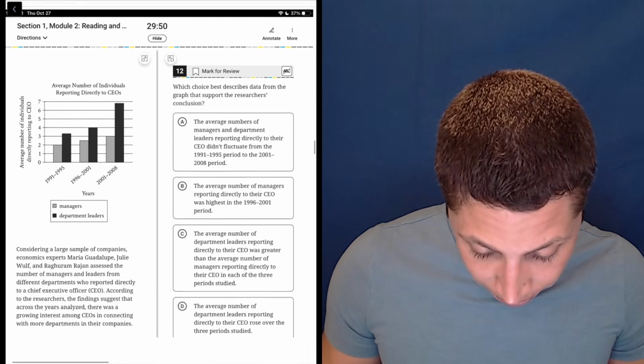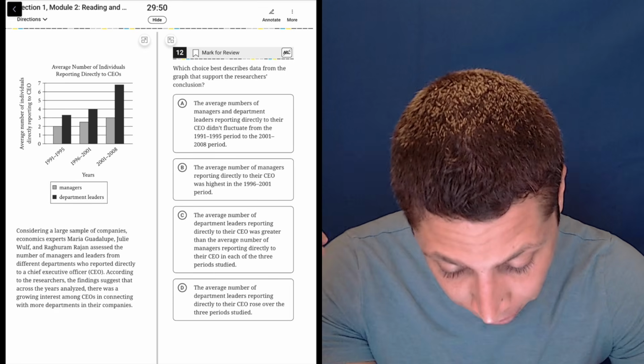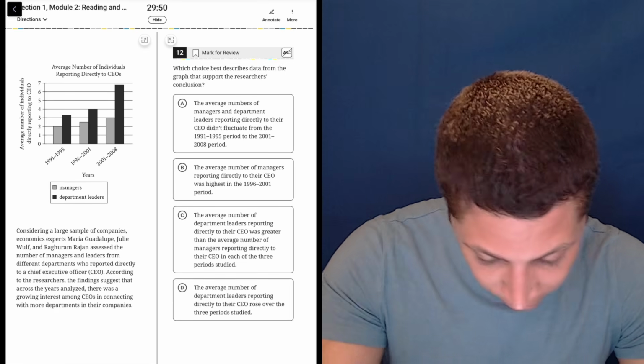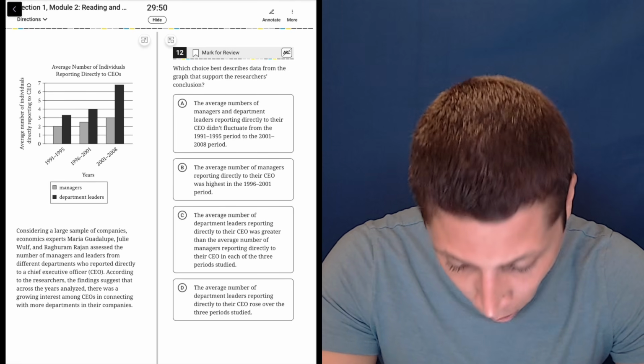This is a tough one, but I'm pretty sure it's C. We've got 16 minutes left, and we're not even halfway through the section, so I've got to pick up the pace here. Which choice best describes data from the graph? Okay, I'm going to go right to the choices and just see if anything's wrong based on the graph.